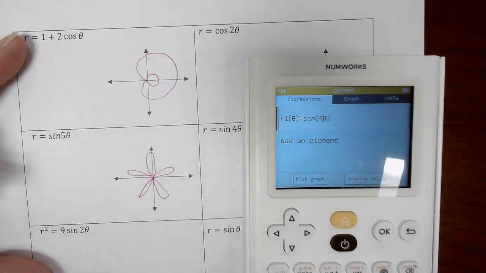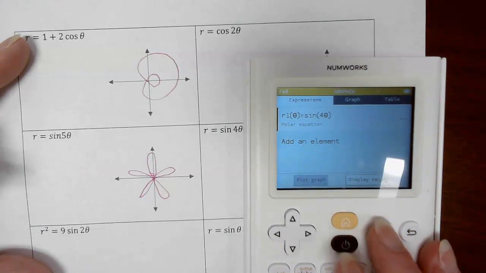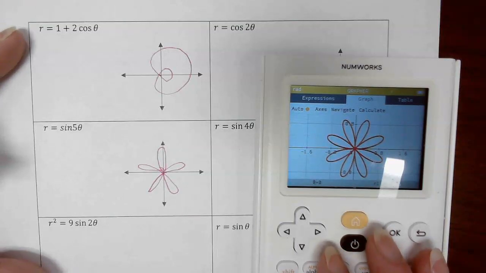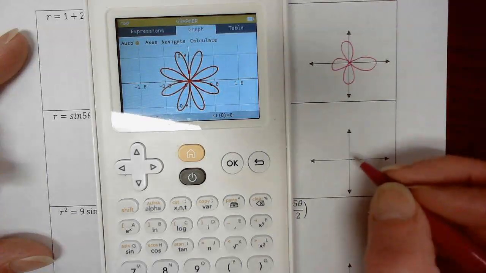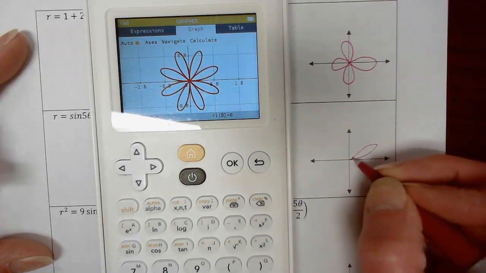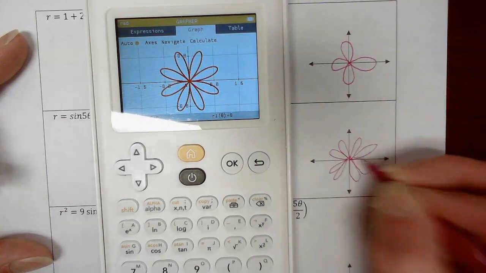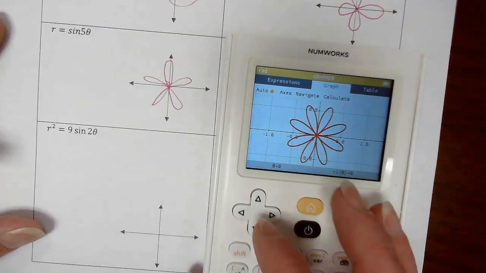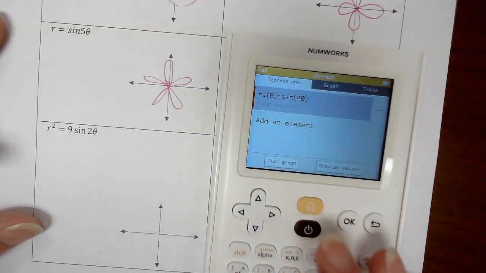Change it to sine of 4 theta. Let's see what we get there. I'm going to predict 4 petals. Oh, I was wrong. How many petals did I get? Got 8. So 1, 2, 3, 5, 6, 7. Oh, my pictures are beautiful. Okay. Let's go to the next one.